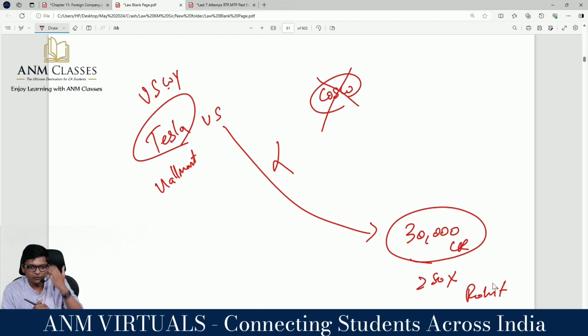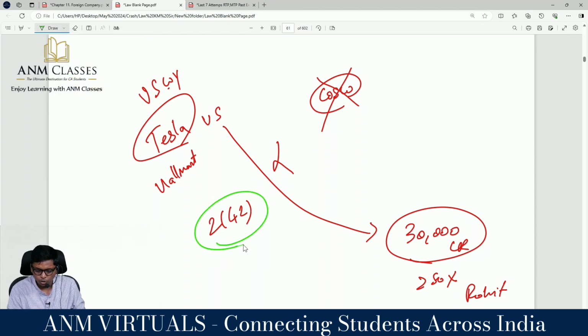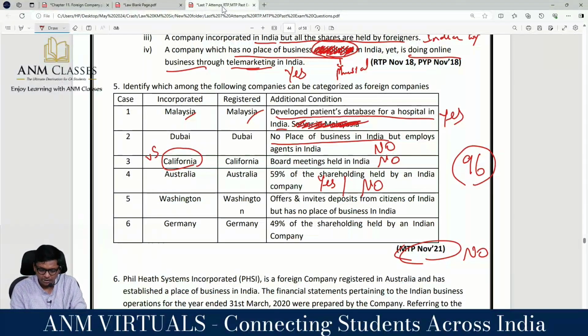No need to follow. It's not a foreign company. Are you getting it, guys? So, if you are not a foreign company under 2 subsection 42, you don't have to bother about any other question. The Act is not applicable for you. That's how I started.